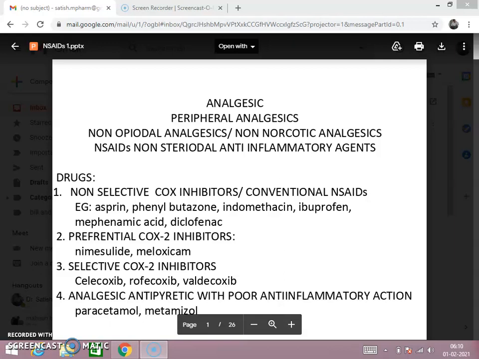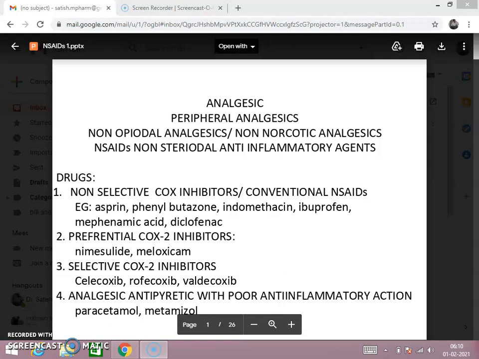Let us see the classification. We have both selective as well as non-selective agents. The first class of agent is the non-selective cyclooxygenase inhibitors, also called conventional NSAIDs. These agents don't distinguish between cyclooxygenase 1 and cyclooxygenase 2, and much of the time they are irreversible also. Examples are aspirin, phenylbutazone, indomethacin, brufen, mefenamic acid and diclofenac. They are non-selective and can block both cyclooxygenase 1 as well as cyclooxygenase 2. Blocking of cyclooxygenase 1 may lead to some side effects. In the coming slides we will be talking about that.